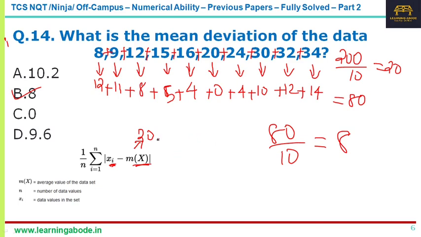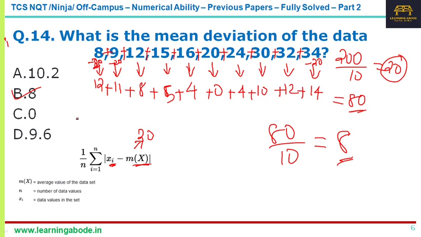Once again I'll just repeat this part alone. First I sum up all the numbers and get the mean value 20. Then I write 8 minus 20 is 12, 9 minus 20 is 11, like that. Each number I'm subtracting from the mean value. Finally 34 minus 20 is 14, and summing up all these numbers I get 80. So 80 by 10, 8 is the answer for this question. Answer option B.